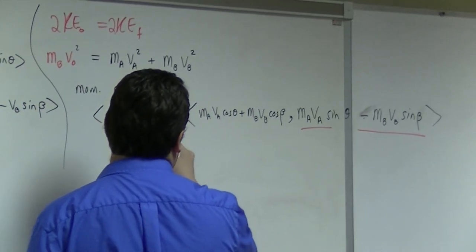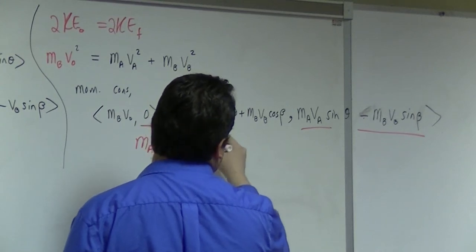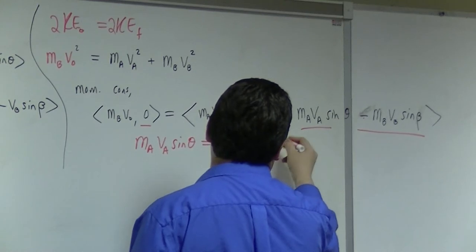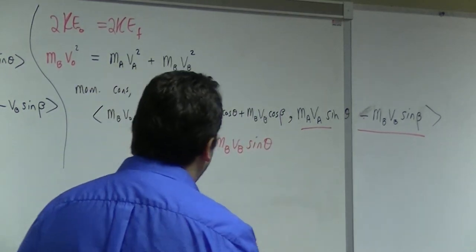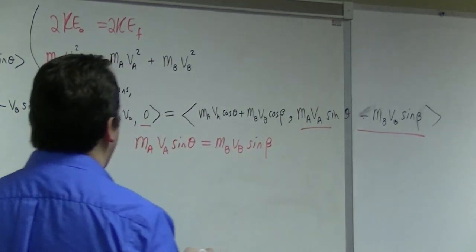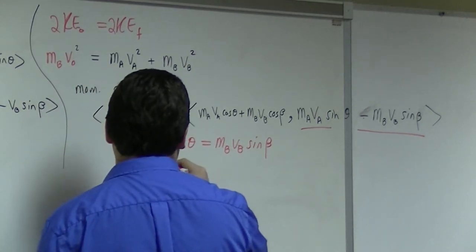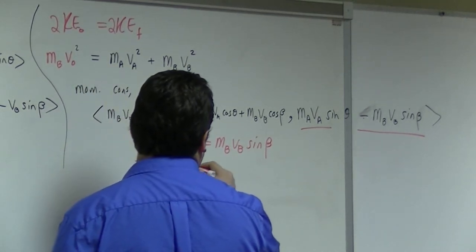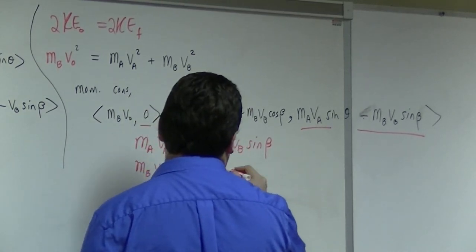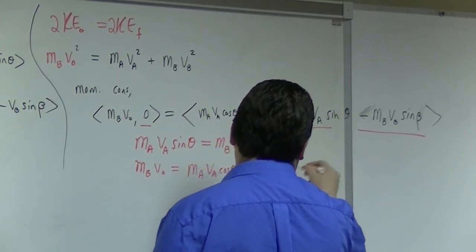Well, we have MA VA sine theta is equal to MB VB sine beta. And we also know MB V naught is equal to MA VA cosine theta plus MB VB cosine beta.